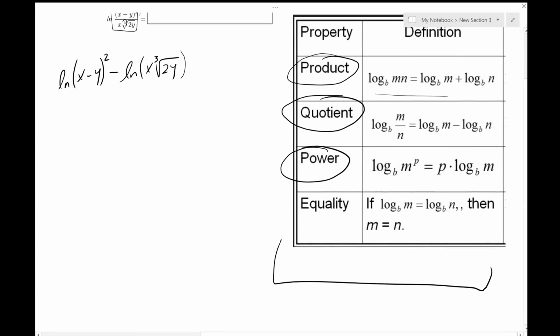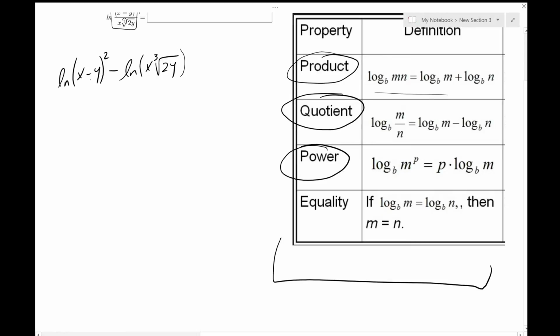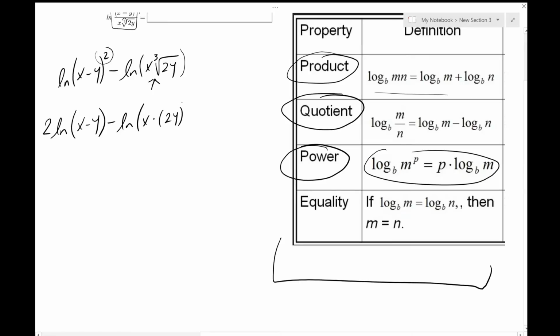So now, since we have that, I actually have a power here and I have a product there, and I can actually rewrite that. I can use the power rule here, and I can do 2 times the natural log of x minus y, going off of the power rule, and minus the natural log of x times 2y to the 1/3 power.